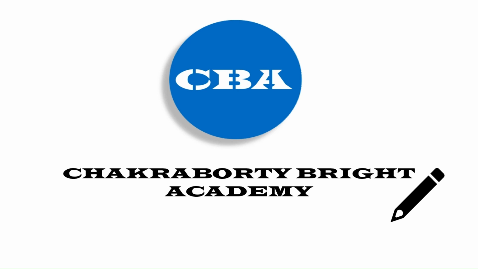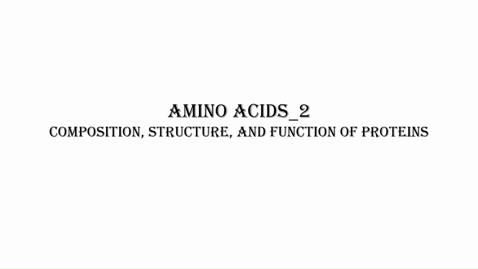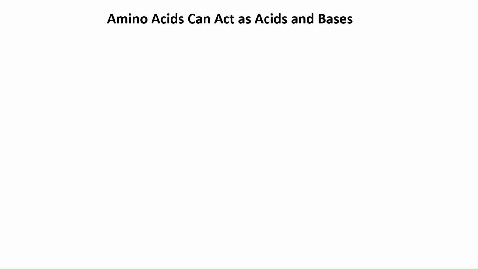Hello friends, today we are going to study about amino acids part 2 under composition, structure and function of proteins. So amino acids can act as acids and bases. If we dissolve an amino acid in water, we'll get the Zwitter ion structure. What is a Zwitter ion? It is the structure in which the amino acid carries no net charge. That means the carboxylic acid is in the form of COO minus and the amino group is in the form of NH3 plus. So one positive and one negative cancel out each other and this structure carries no net charge.